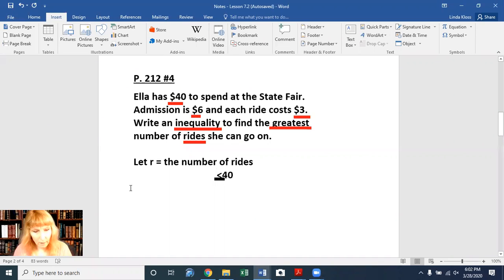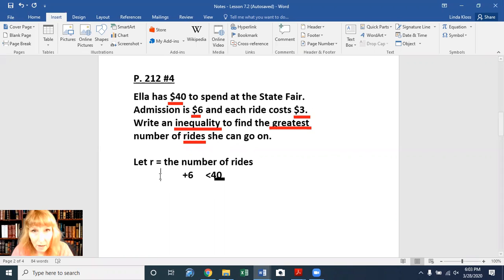And now we have to figure out what goes on the other side. And we'll even this all back out in a minute. So we have $6 admission. So plus $6 is the admission fee. That's a one-time fee. That's a fixed rate, one time. And then we have this $3 per ride. So that's $3 every time she rides a ride.